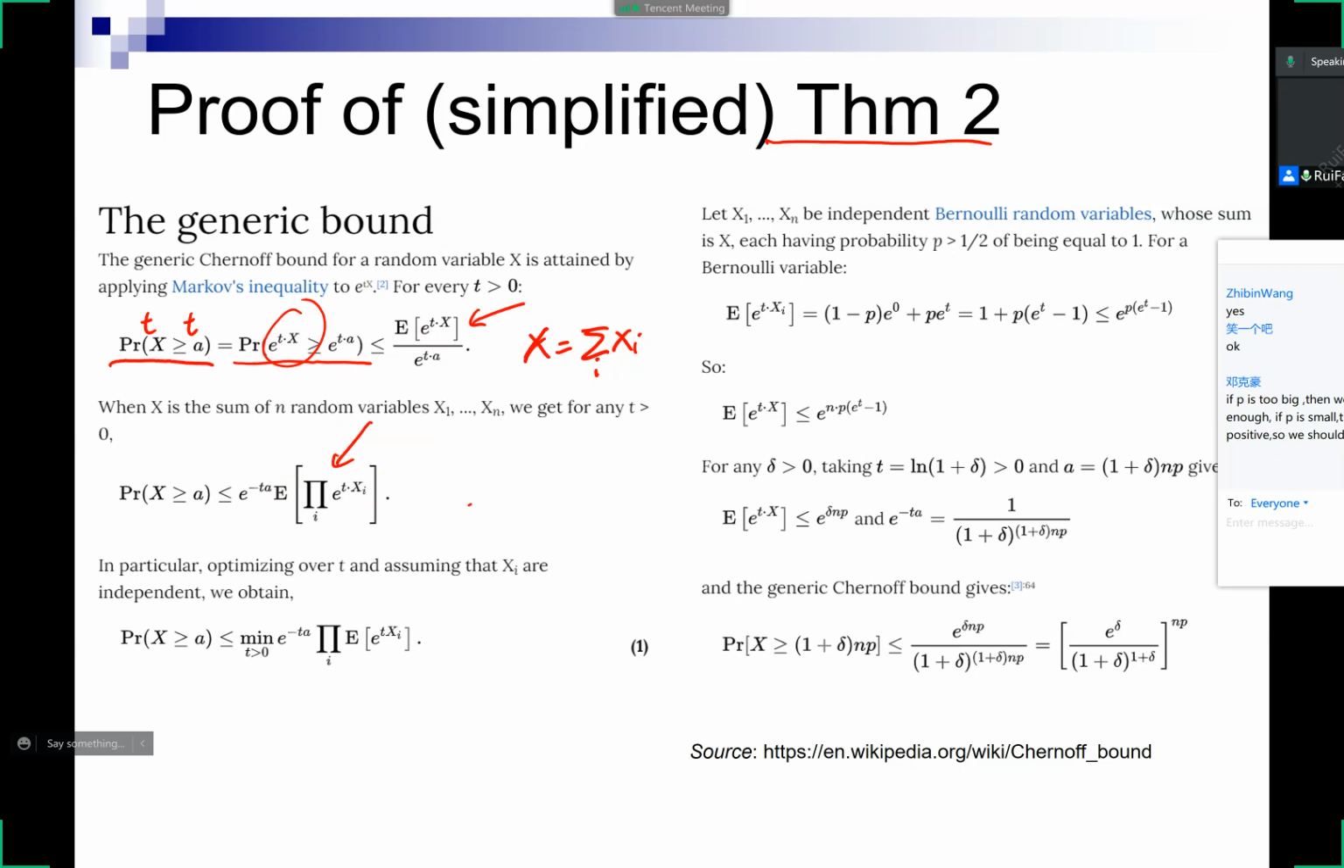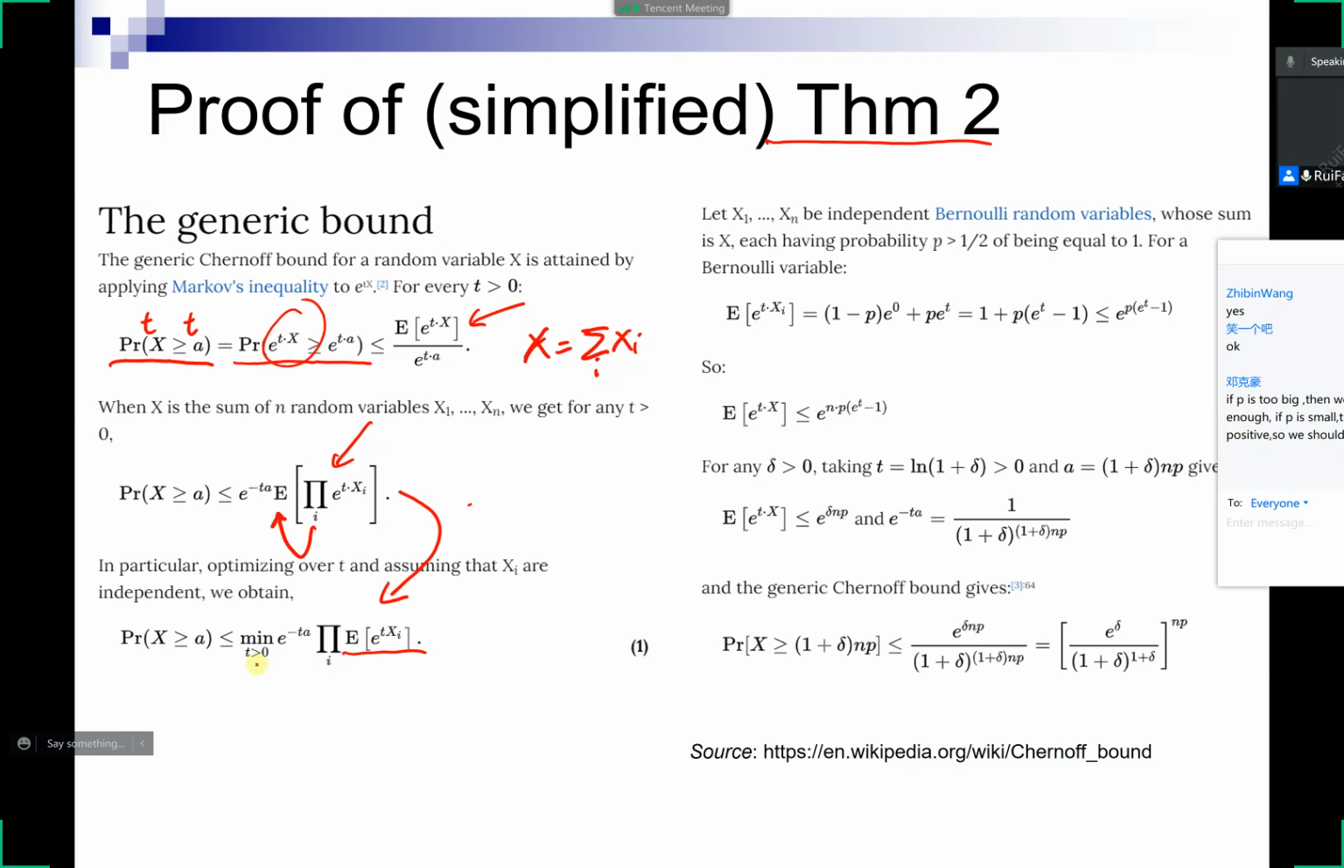And now, because these random variables are independent, the expectation of this product is actually equal to the product of the expectations. If they're not independent, then this is not true. But because they're independent, you can pull this product outside of the expectation. So you get that this thing is equal to the product of the expectation of each of these individual terms.